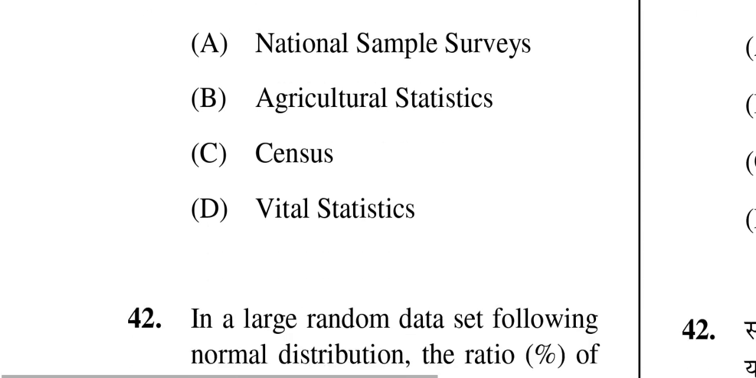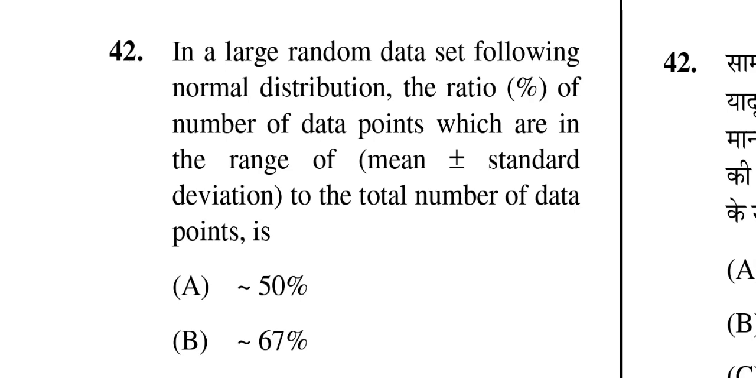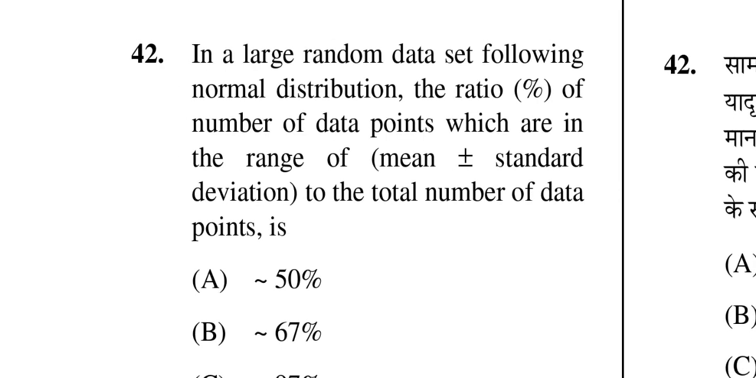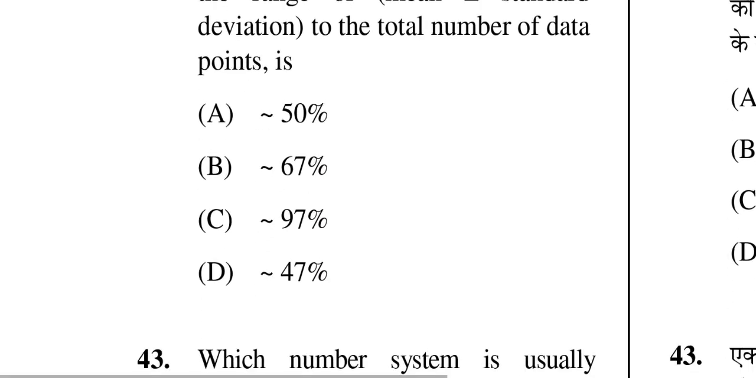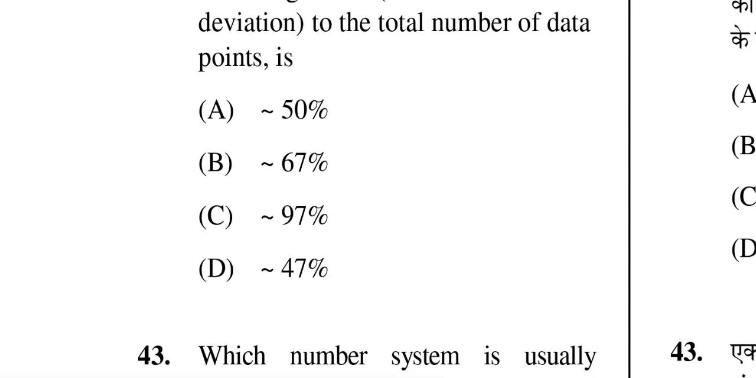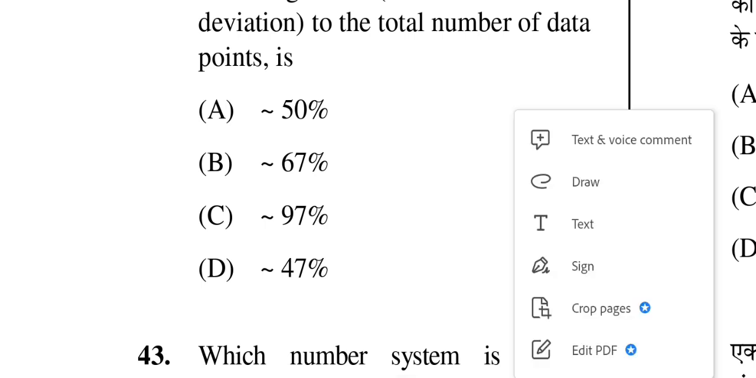42. In a large random data set following normal distribution, the ratio of the number of data points which are in the range of mean plus minus standard deviation to the total number of data points is what? 50%, 67%, 97%, 47%. The correct answer of this will be B, 67%.